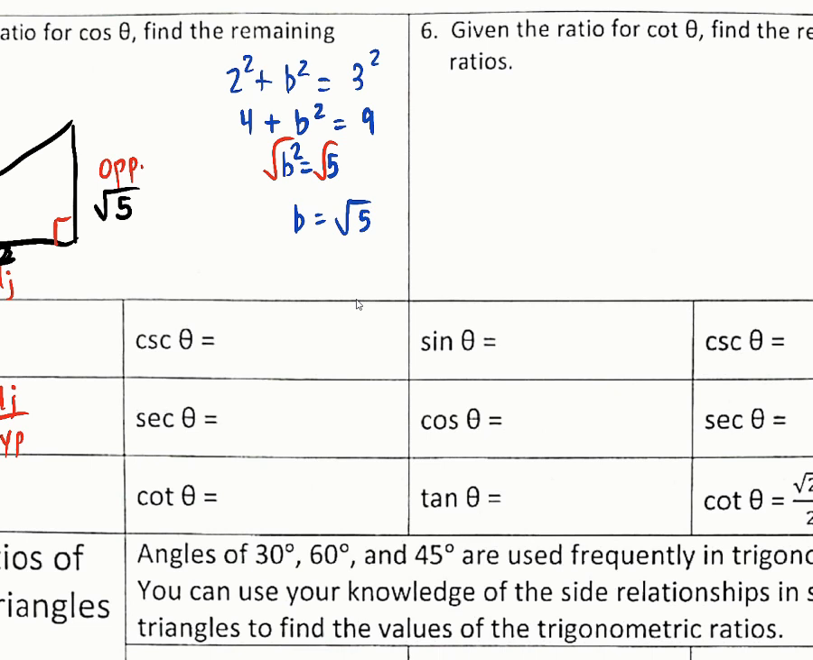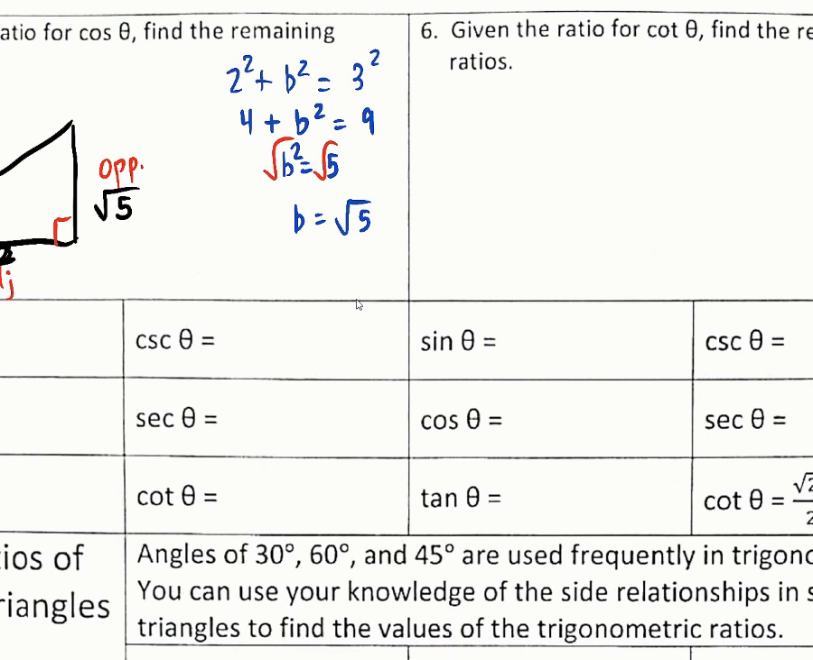All right, ready to answer the rest of the questions? I'm gonna erase this one. Let's just answer the questions. Sine. Opposite over hypotenuse, right? Square root of 5 over hypotenuse 3. Square root of 5 over 3.